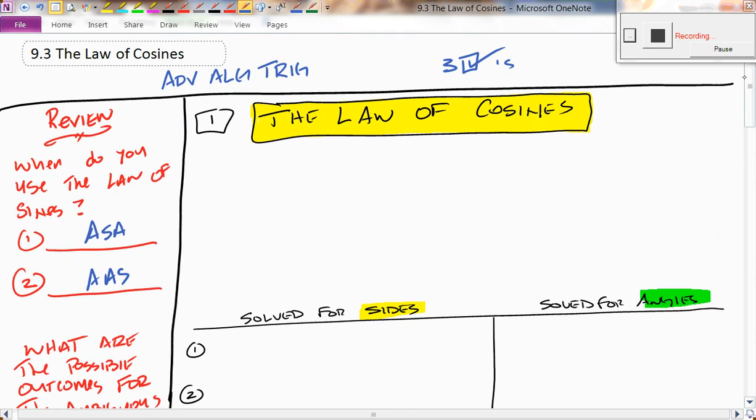You use the law of cosines when you're given something else. Use the law of cosines in either of these two situations: either side, angle, side, or situation number 2, side, side, side. That's when you use the law of cosines. So we use this when we're given these two situations. Use the law of sines when you're given these two situations. So you've got to know which one is which.